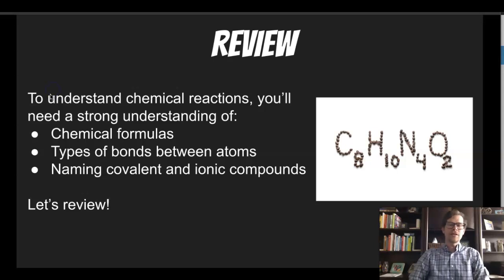So in order to understand chemical reactions, we're going to have to do some review. This is stuff we've already gone over about naming chemical compounds that came from our unit on bonding. My hope is that this should be very familiar and make more sense the second time around. There are three things we want to go over in this video before we start talking about reactions: chemical formulas, the types of bonds that form between atoms, and how we name covalent and ionic compounds. So let's review briefly how we do that.